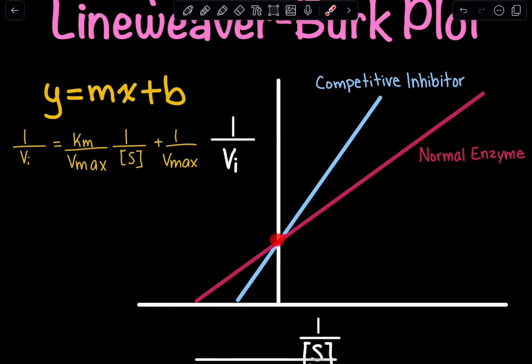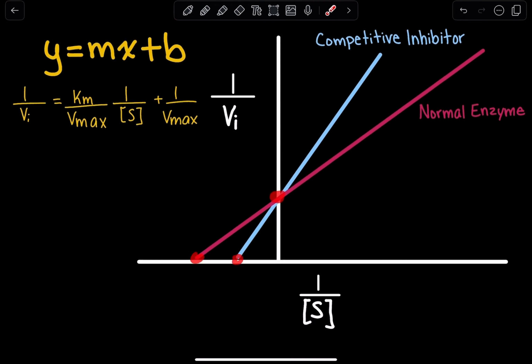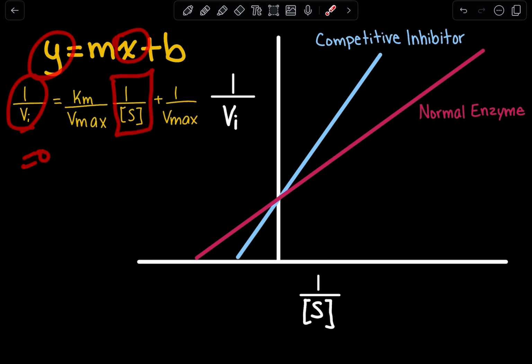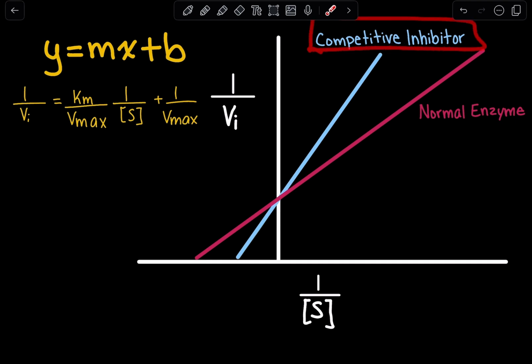Now, we can make note that our Km has changed because our Km is our x-intercept. Remember that in order to find our x-intercept, we simply denote our y value being equal to 0, and then we solve for x. In this case, we solve for our 1 over substrate concentration, in which we find that our Km is going to be equal to our x-intercept value, which is right over here. And we can make note that Km has increased when we have competitive inhibitor present.